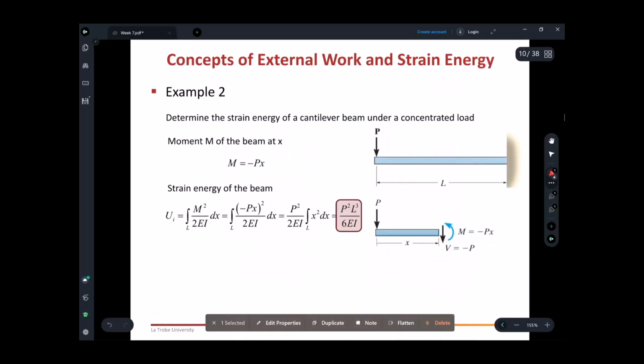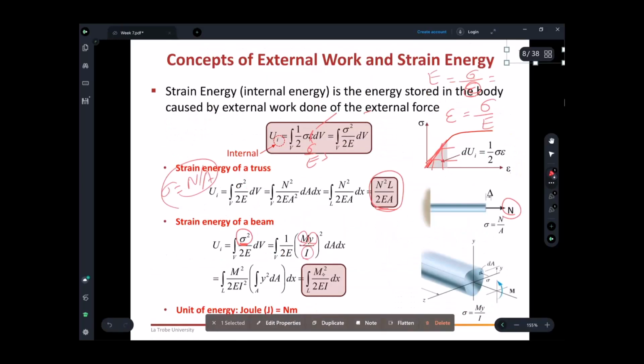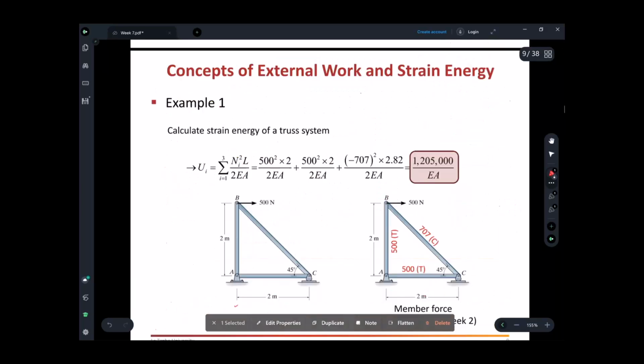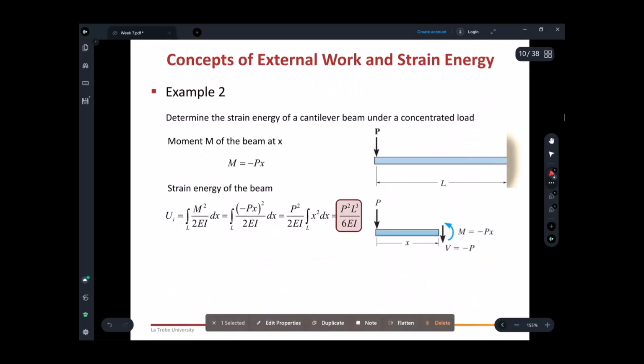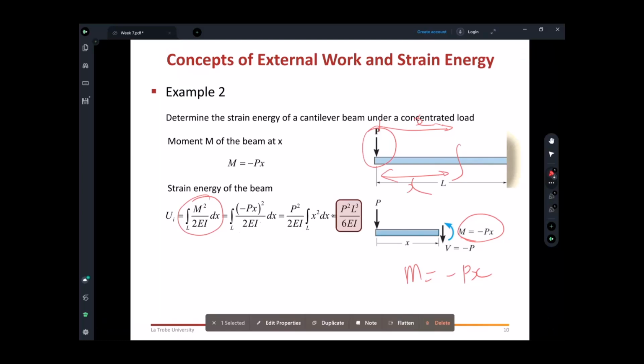All right, for the beams, if you want to calculate it, we can have the same equation here, M square over 2EI. So M square over 2EI, and if you make a cut here at a distance of x, then this moment that you are applying is load times distance x. So moment is equal to minus Px, right? So you substitute here over 2EI. You can take the common out, x square over P L.